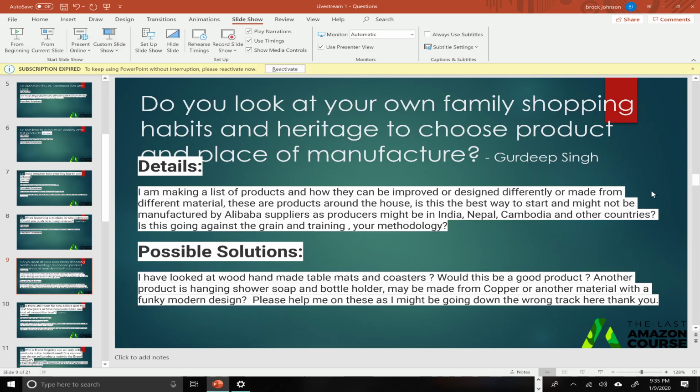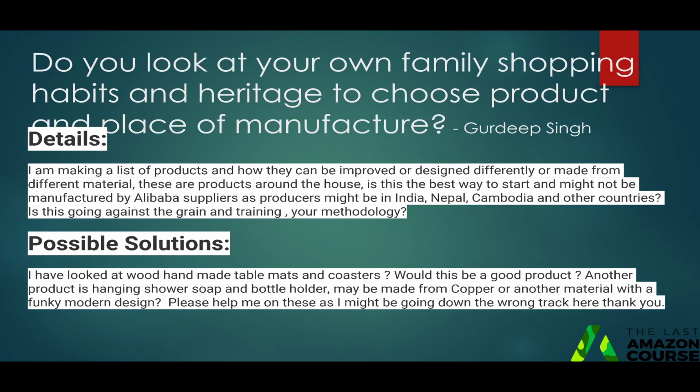I'm making a list of products around the house and how they can be improved, designed differently, or made from different material. Is this the best way to start? It might be manufactured by Alibaba suppliers, as producers might be in India, Nepal, Cambodia, and other countries. Is it against the grain of your training and methodology?